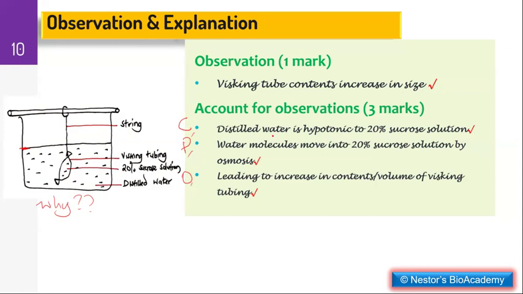Comparing, as we said earlier, it can be done the other way around. One can say the 20% sucrose solution is hypertonic to distilled water. So the water molecules move into the 20% sucrose solution by osmosis, leading to increase in the content or volume of the Visking tubing. And that is how those marks are earned there. That is the response that should meet the examiner's demands in an effective way.